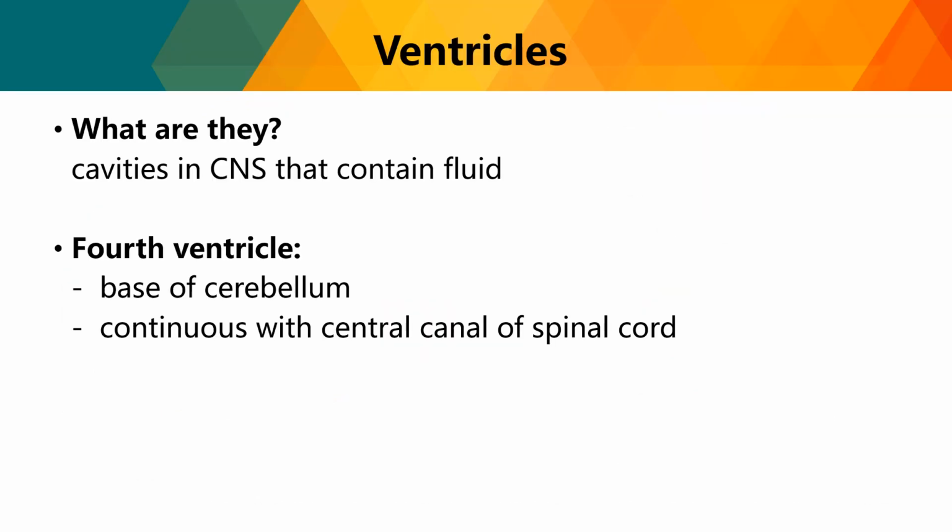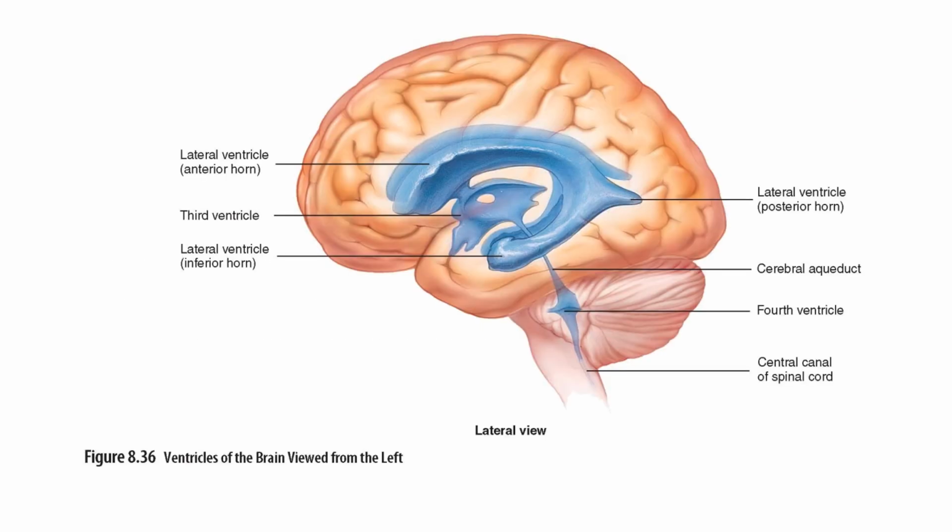Okay? So next you have your ventricles. These are cavities in the central nervous system that contain fluid. You have here your fourth ventricle. This is found at the base of your cerebellum. It is continuous with your central canal of your spinal cord.